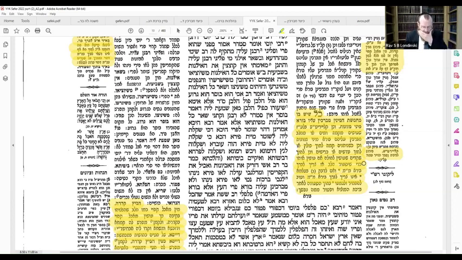Okay, so now let's start in between it. What does texture mean? Okay. So now let's start here before.